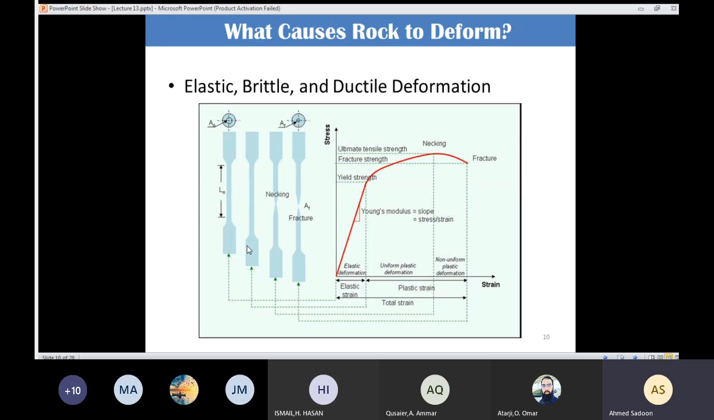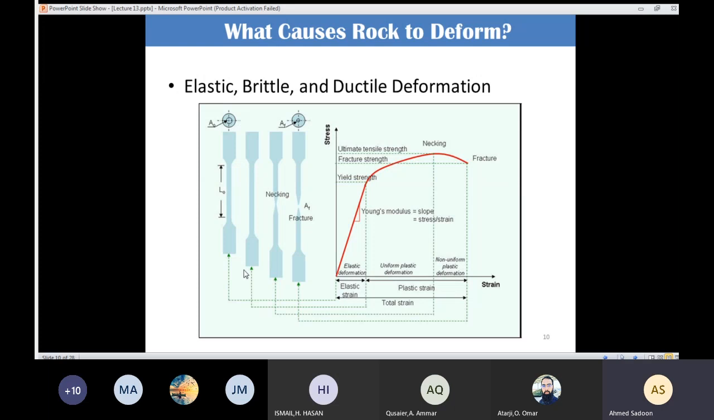Then please focus with me. This is a very important point. If we apply a force here, it means that I have a strain. In order to get the value of the stress, I divide the force over the cross-sectional area, which is perpendicular to the force. So I apply a force, which means that I applied stress, and as a result, I have an increase in the length. If I have an increase in the length, it means that I have a strain.